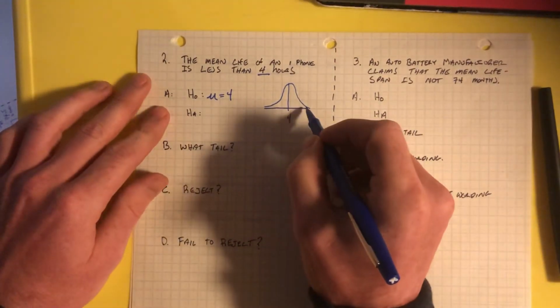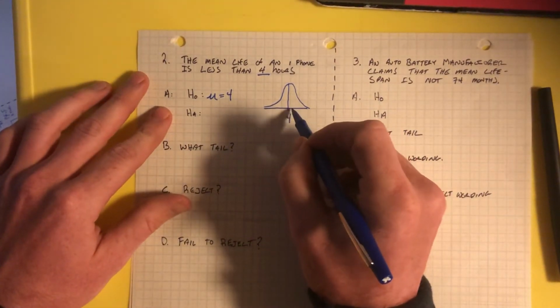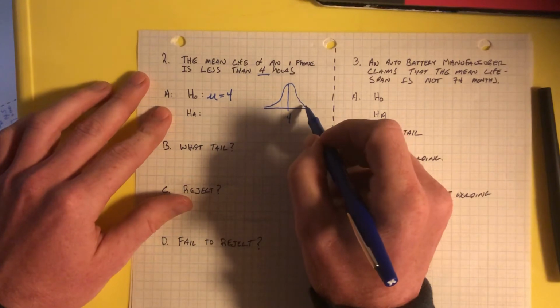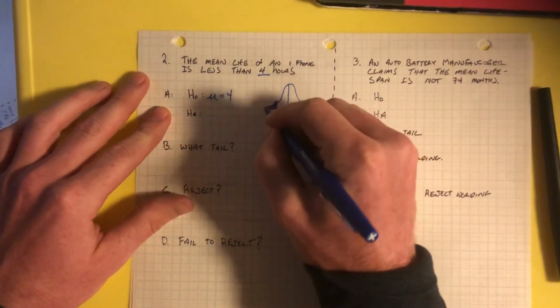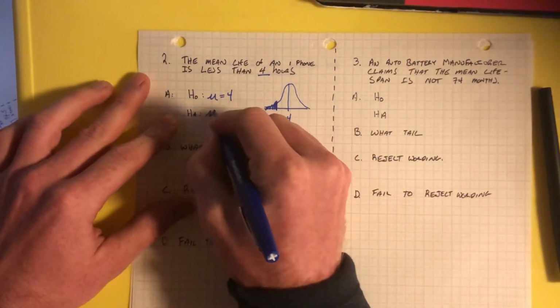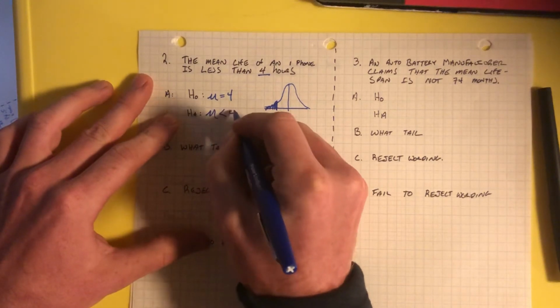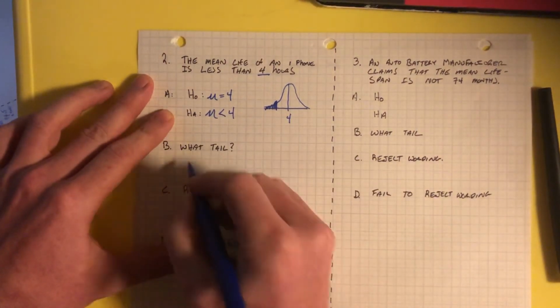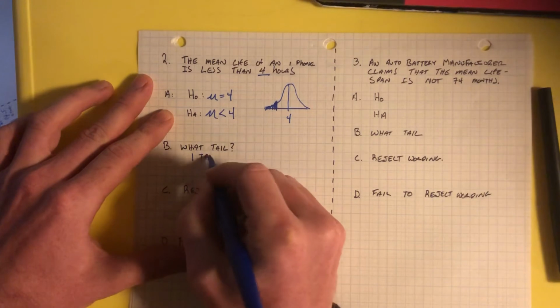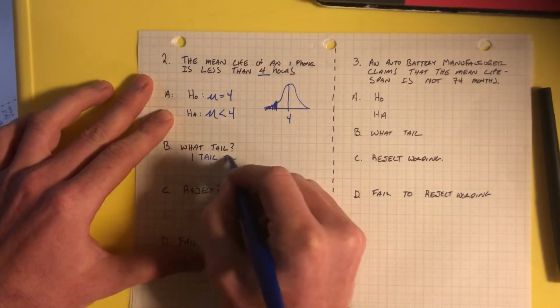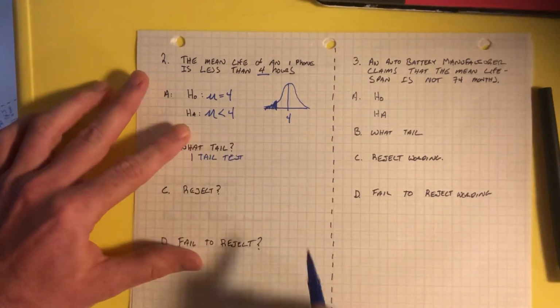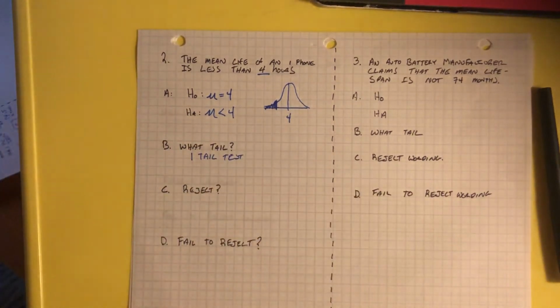Now think about your iPhone. Are you going to take it back if your phone has more than 4 hours of battery life? Probably not. You're probably going to take it back if it has less than 4 hours. So you're going to say mu is less than 4. What tail? This is a one tail test. And it's the lower tail, right? It's under here. If you look at the picture, it's really obvious.